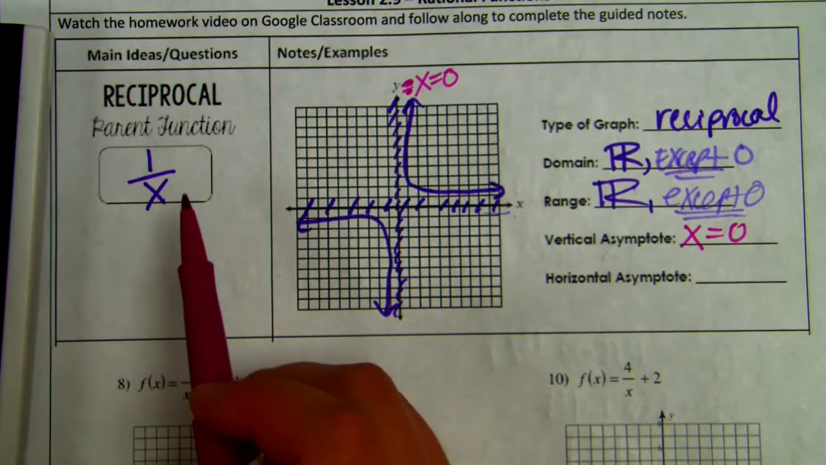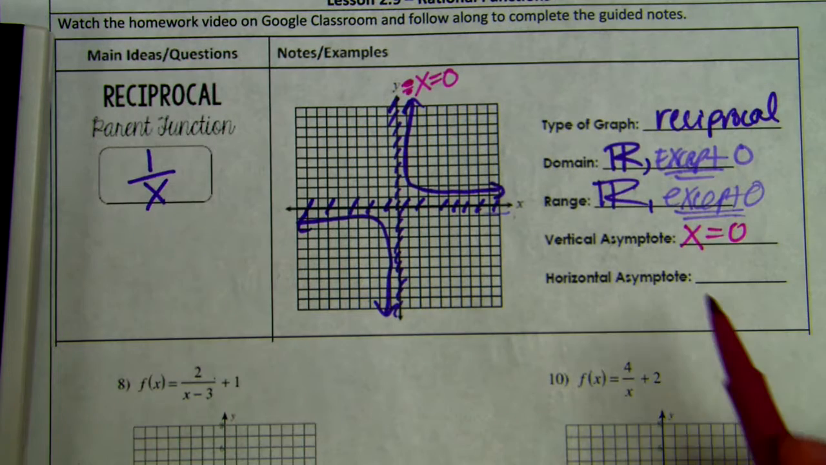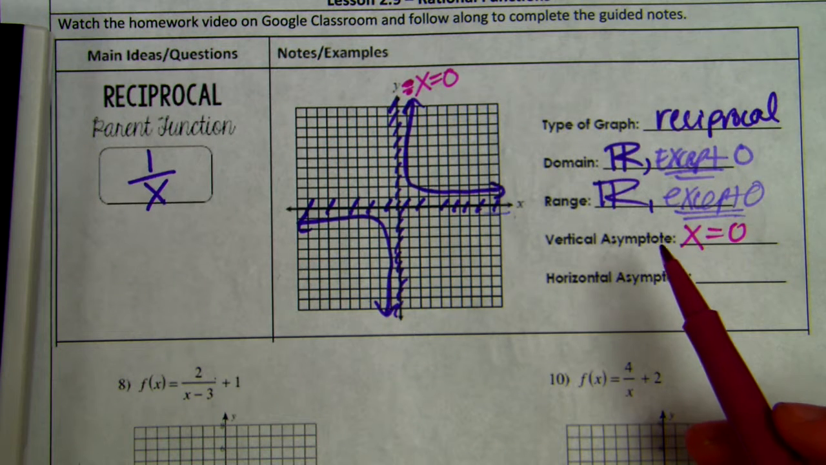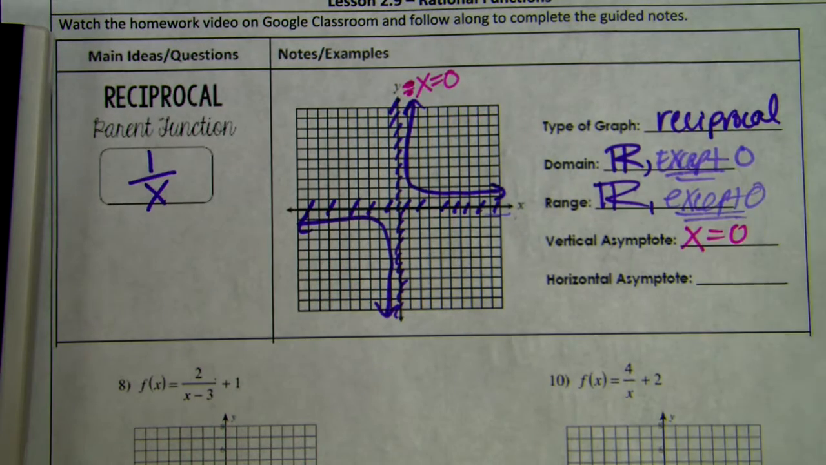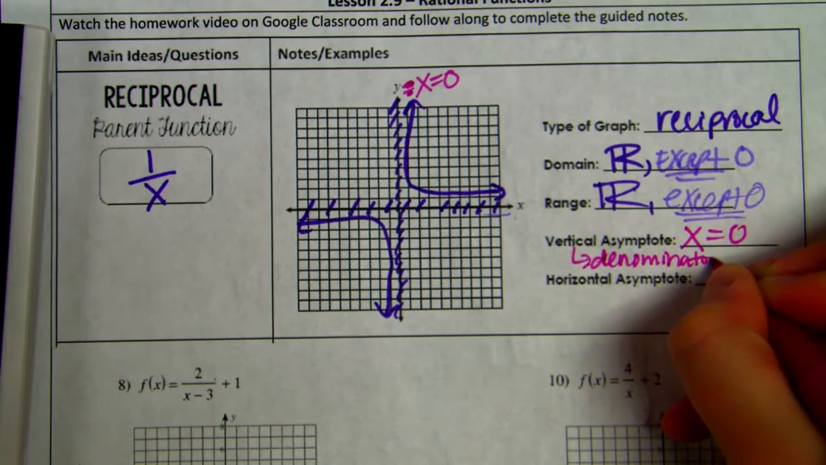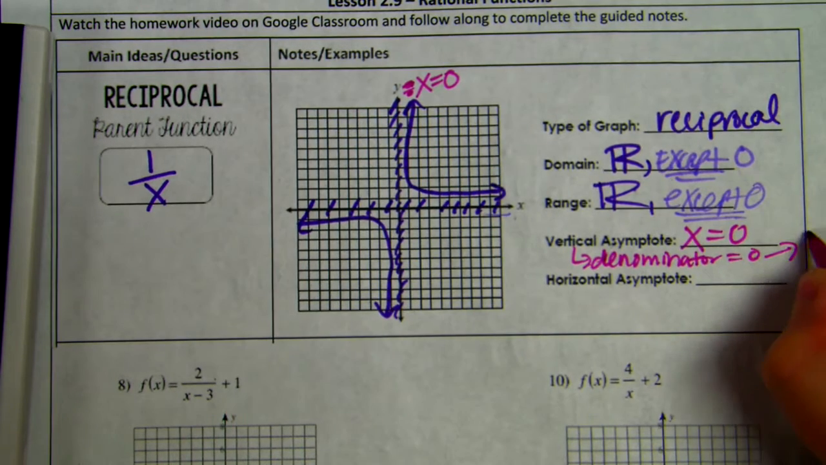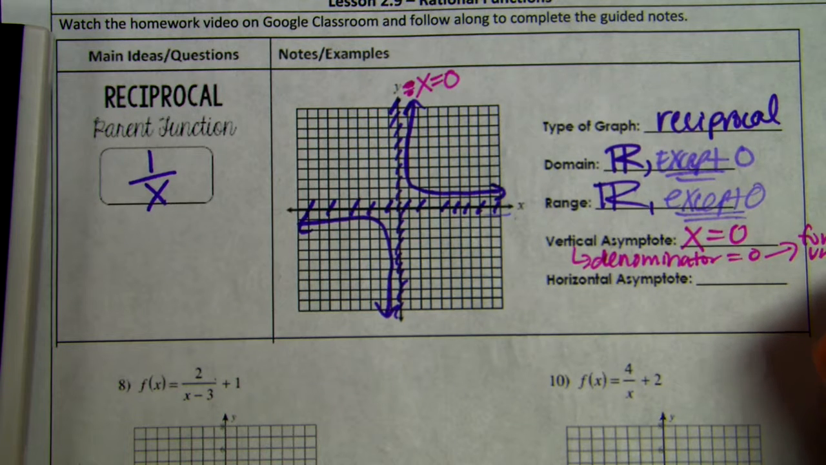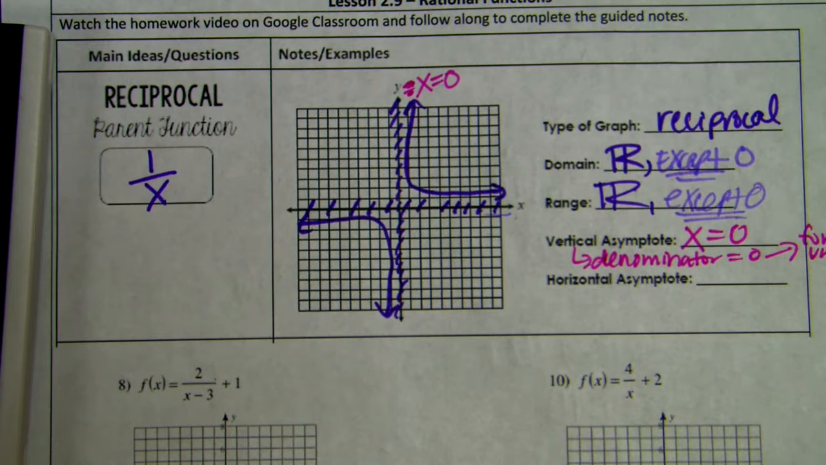Looking at our original function, we have 1 over x. Our vertical asymptote is going to be the place where our denominator equals 0. So vertical asymptote is where the denominator equals 0, because that makes our function undefined, right? Remember that a vertical line has an undefined slope, or the function would be undefined at x equals 0.